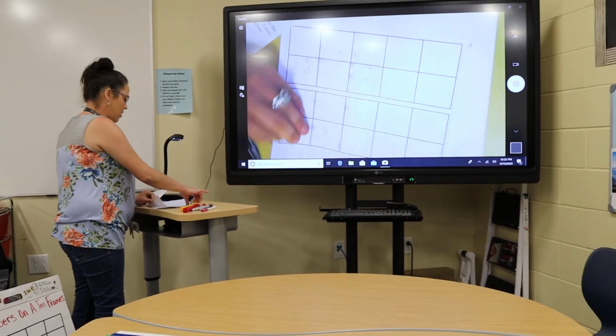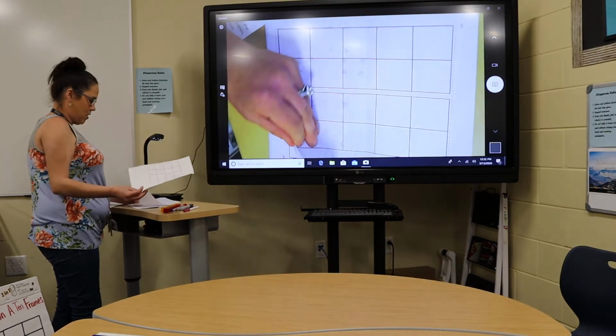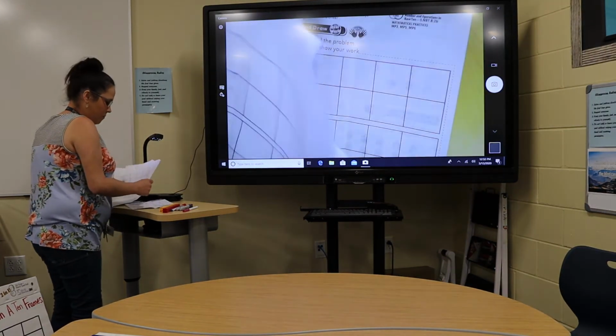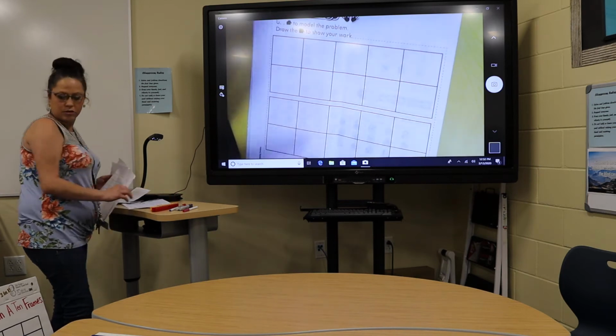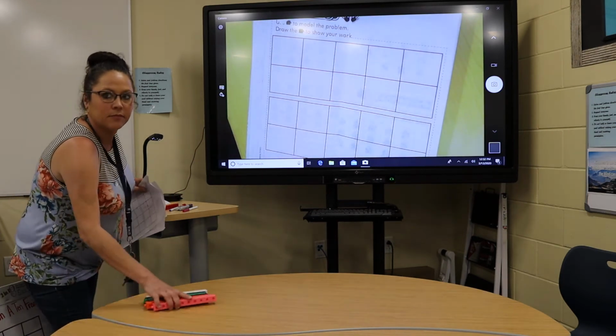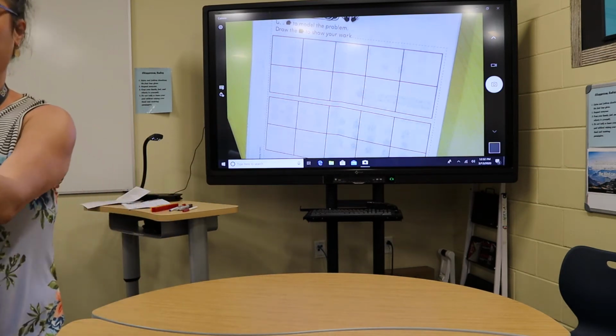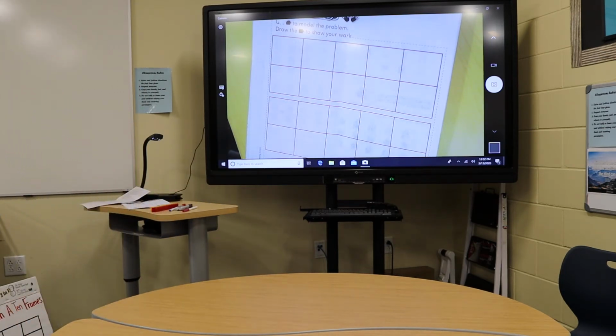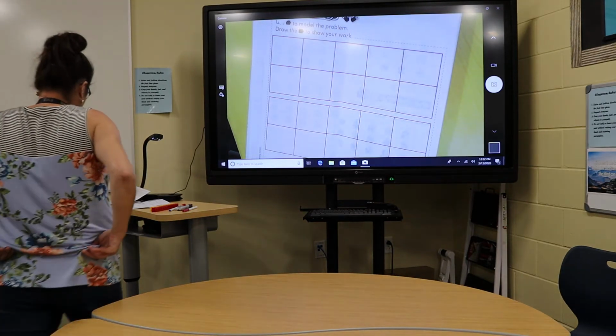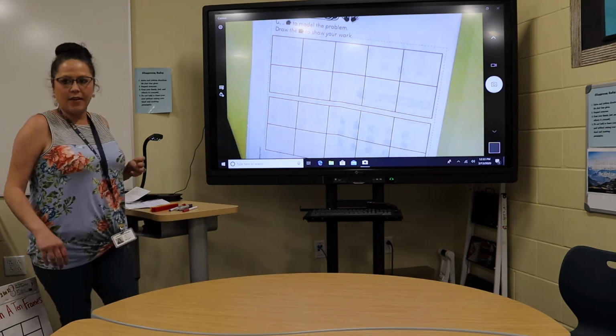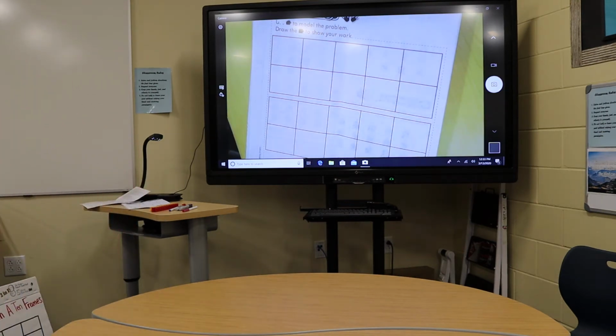Okay, I'm going to give you a 10 frame, and I'm going to give you some counters. Oops, sorry. I think I gave you an extra one.